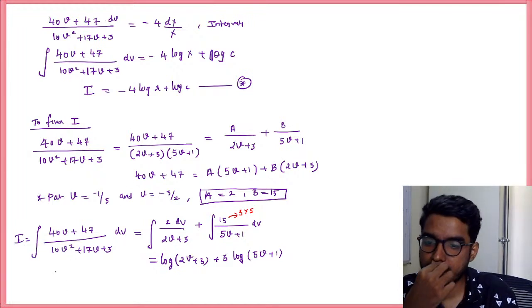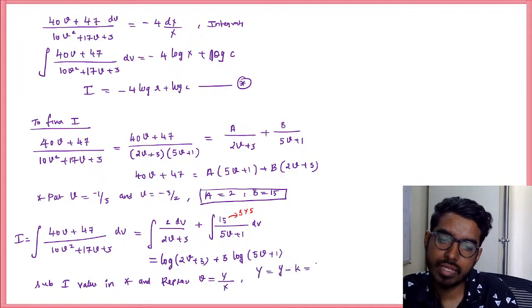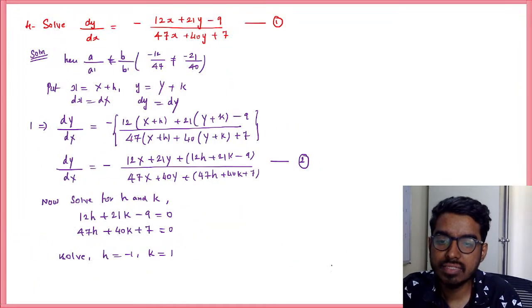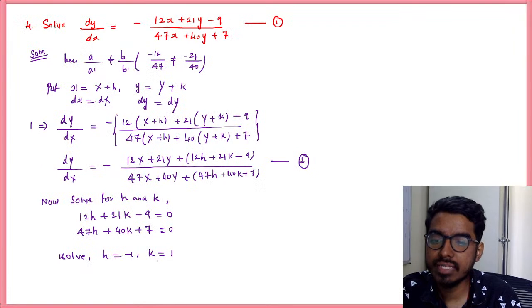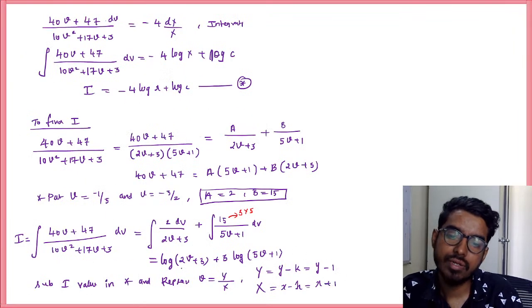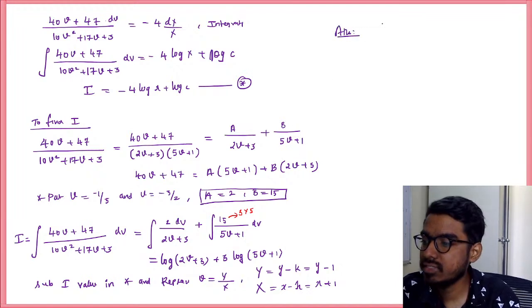Now from now on you can do, right? So substitute I value star and replace v to be equal to capital Y by capital X, and capital Y value is small y minus k, and in our problem our k is 1. I put capital X to be equal to small x minus h. In our value our h is minus 1, so this will be x plus 1. To do this you will get the required answer. After simplification you will get the answer to be equal to 3x plus 2y.